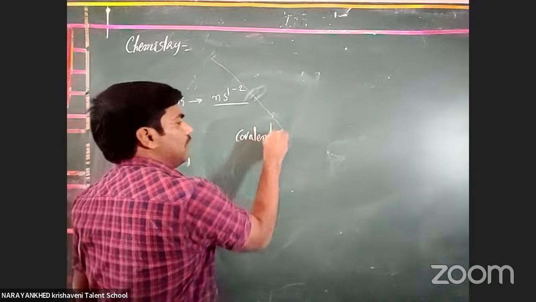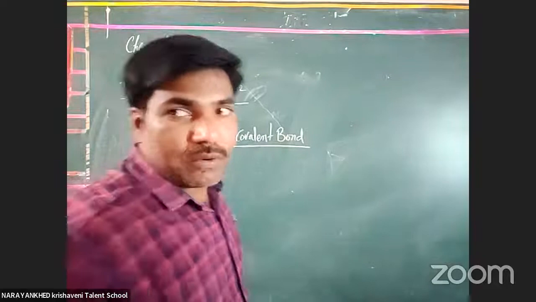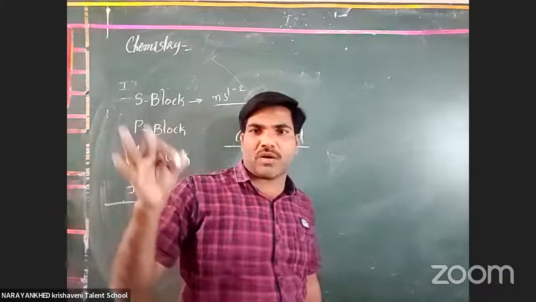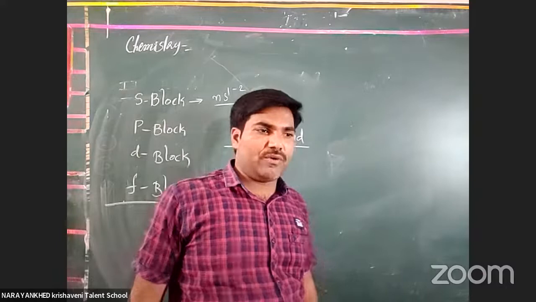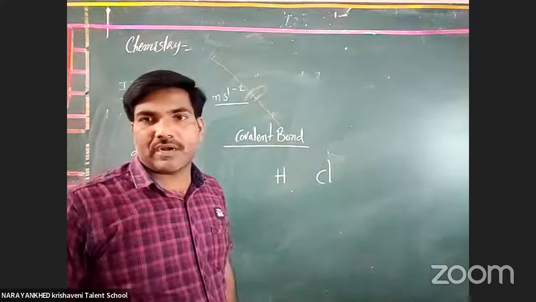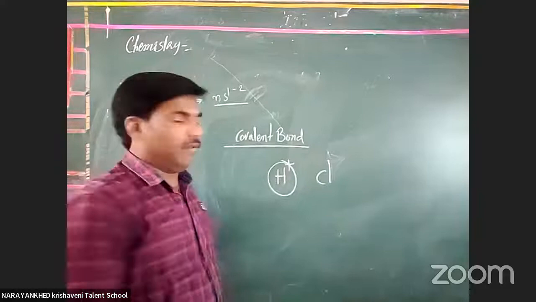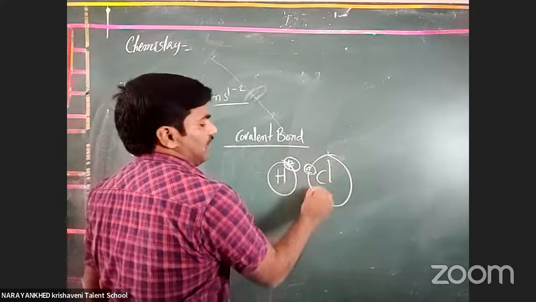The sharing of electrons between one atom and another atom, where the two atoms combine together, is formed as a covalent substance or a covalent bond. Sharing only. Suppose you take hydrogen and you take chlorine. Got it or not? Hydrogen contains one electron in the outermost orbital, you know very well. Okay, clear or not? Chlorine contains 7 electrons in the outermost orbital.